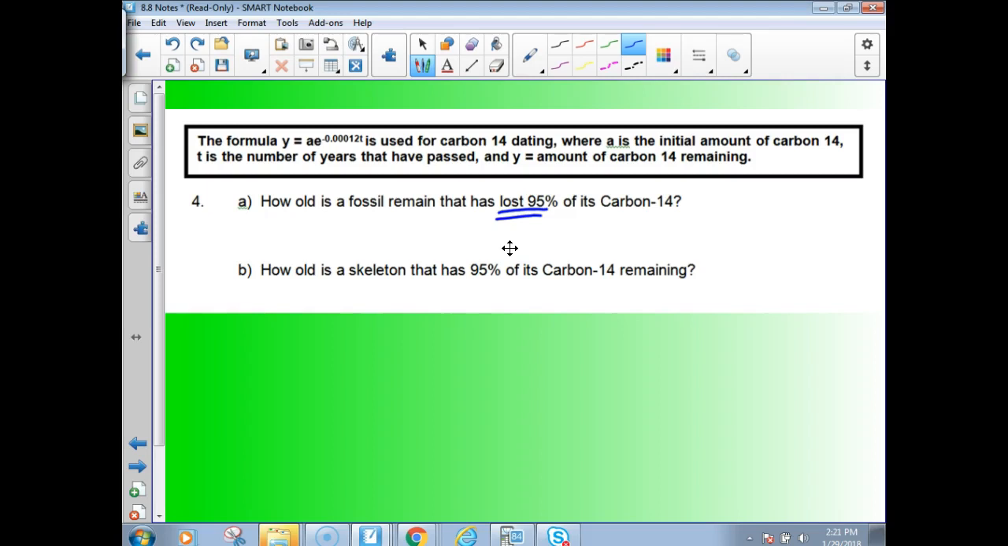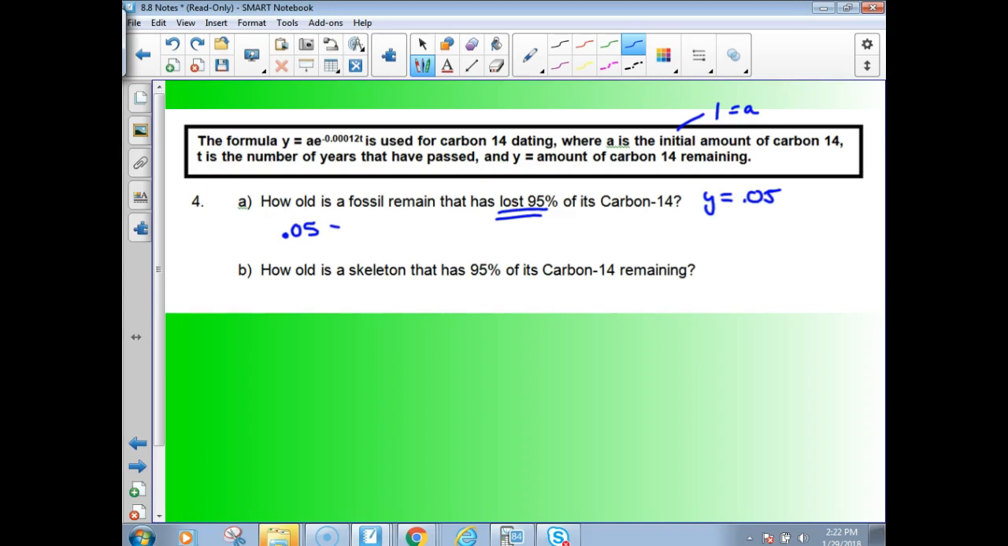So anyway, how old is a fossil that has lost 95% of its carbon-14? So pretty old. Let's find out how old it is. What does it have left? Let's read the formula again. A is the initial amount of carbon-14. What's your initial amount always? 100%. You've got it all. So we're going to put in 1 for A, and 0.05 for what we've got left, which is your Y for this problem.